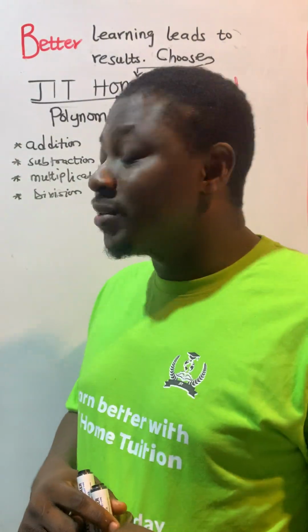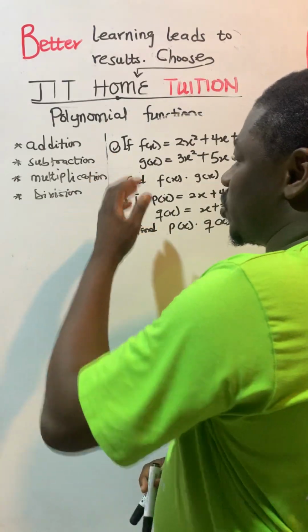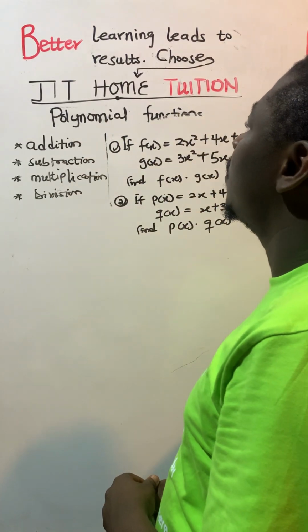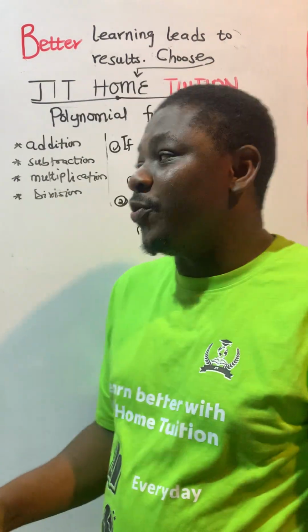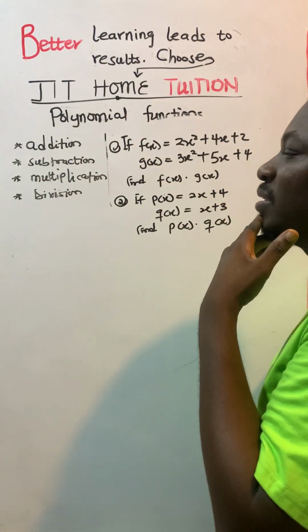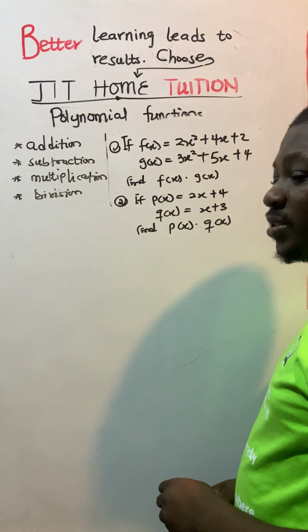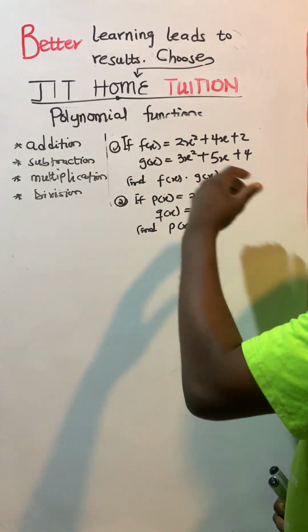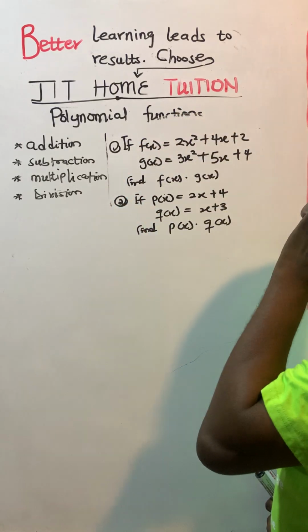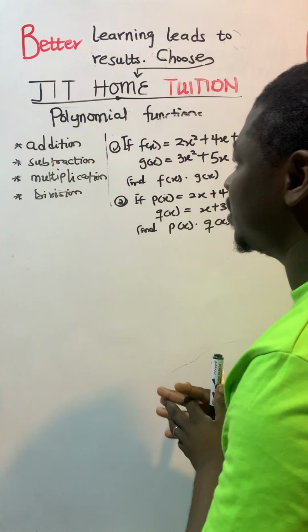So in today's session, we are going to look at the multiplication aspect of polynomial functions. All right, we've looked at the addition, the subtraction. So we are looking at the multiplication. So the question here, I'm just using this one to explain to you how the multiplication is done.